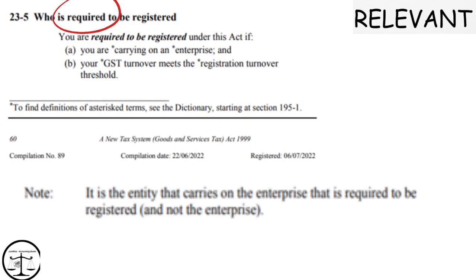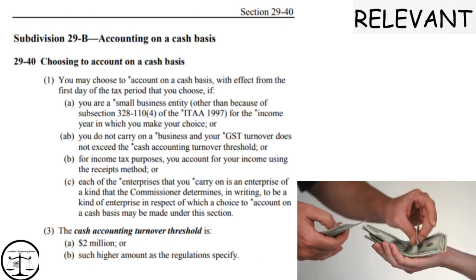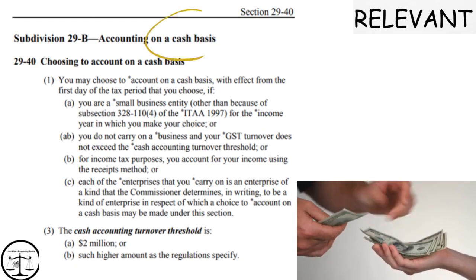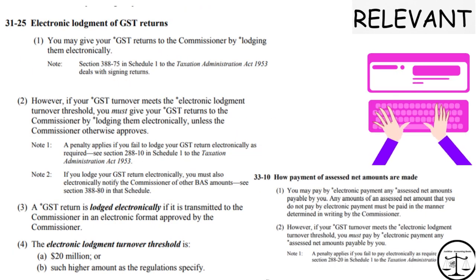Section 23-5 teaches about requirements for GST registration turnover thresholds. Section 27-15 explains tax period turnover thresholds. Section 29-40 explains cash accounting turnover thresholds. Section 31-25 and Section 33-10 explain electronic lodgement turnover thresholds.